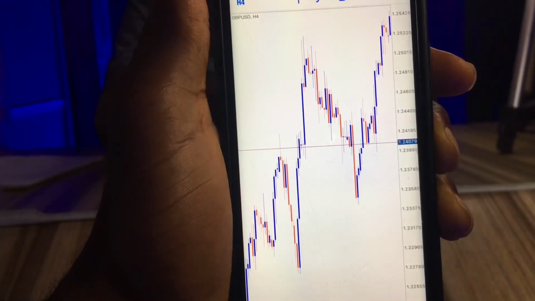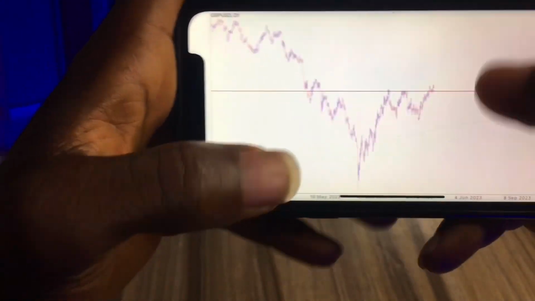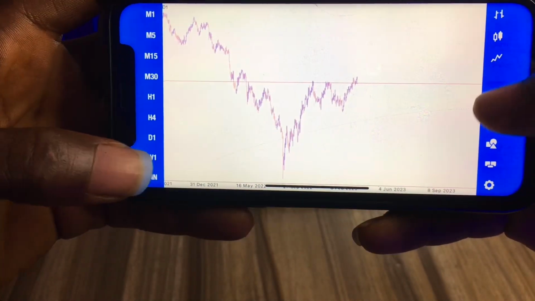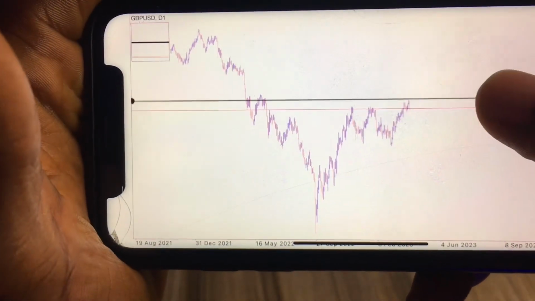So currently I'm in the 4-hour time frame. So what I'm going to do right now is go to the daily time frame, because that's the next time frame after that. So I'm going to put my phone on landscape mode and try to see those points that the market has reacted to. So what you're going to do is get your tools, from here, try to mark those points up.